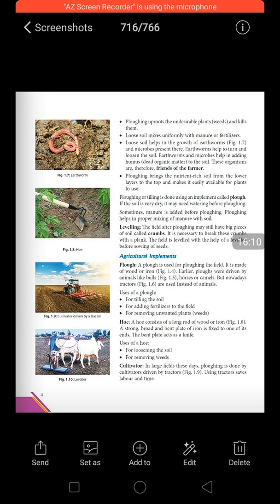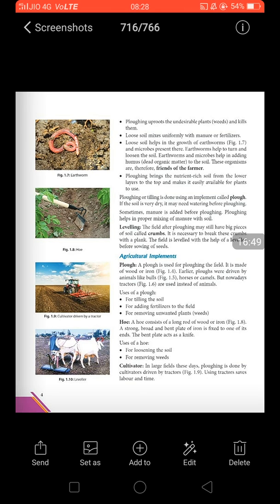Next, loose soil helps in the growth of earthworms. So what are earthworms? Basically they are organisms which are very beneficial to farmers. They are called farmers' friends. They add nutrients to the soil, they make the soil loose, and they add humus to the soil. They can be present in the field only if the soil is loose. If soil is hard, they can't exist in hard soil. So that is why plowing is important.